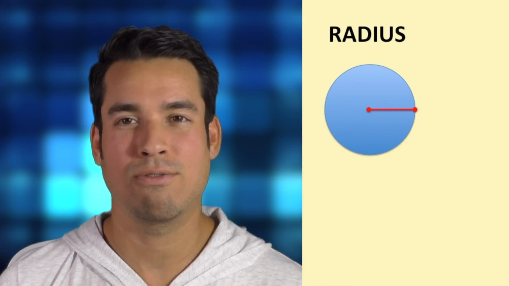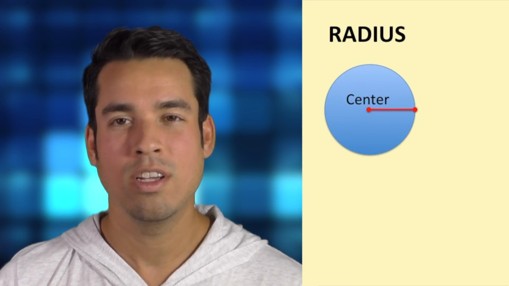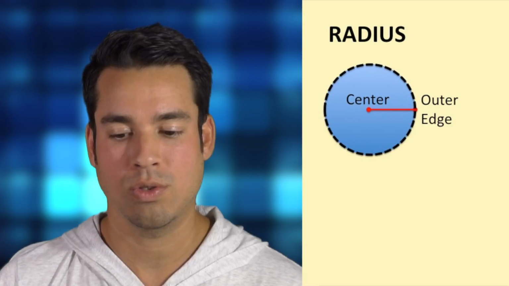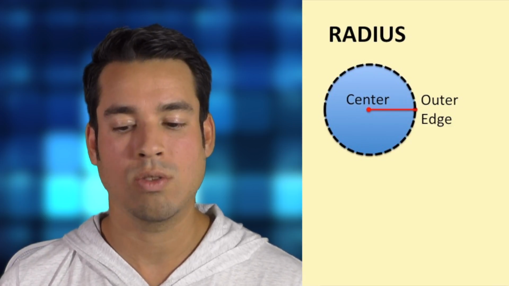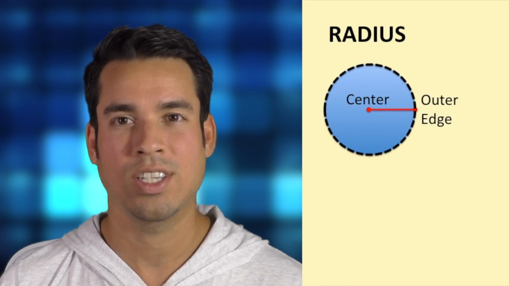Let's do it. The first concept we're going to go over is radius. So what is a radius? It's really important that you understand this concept. A radius is simply the distance or line segment from the center straight out to the edge of the circle. So in this case, it's that red line there. We're going from the center all the way out to the outer edge.